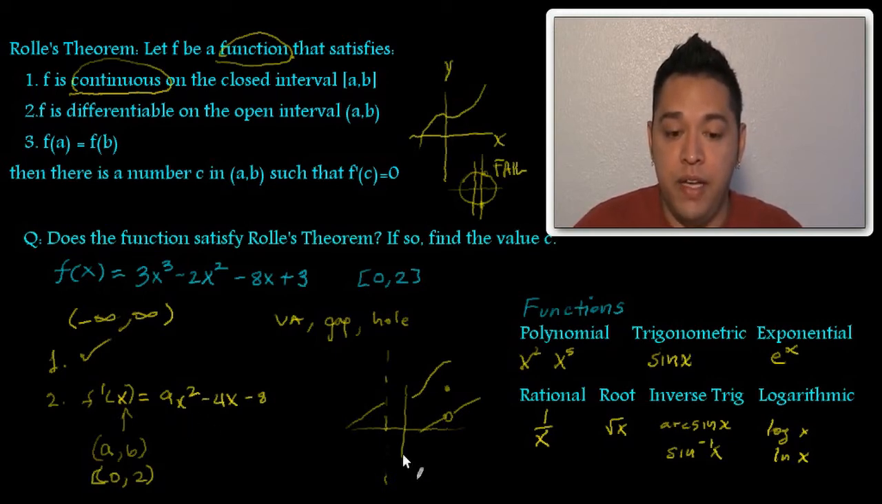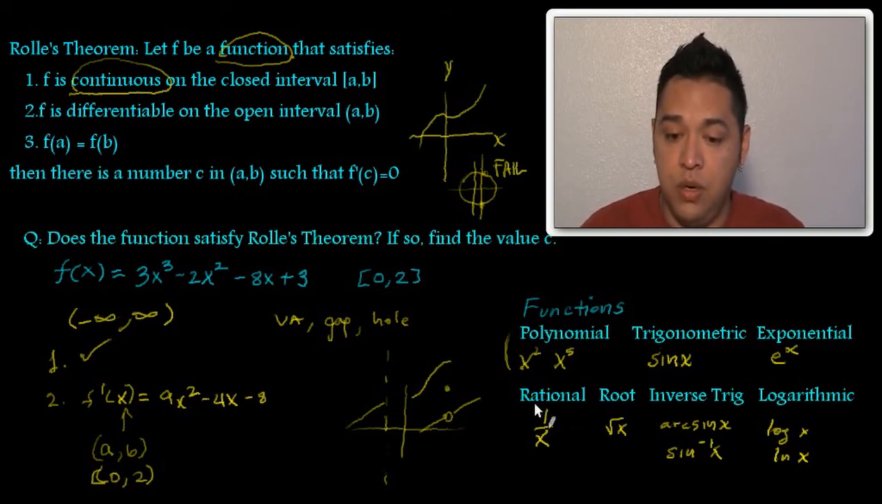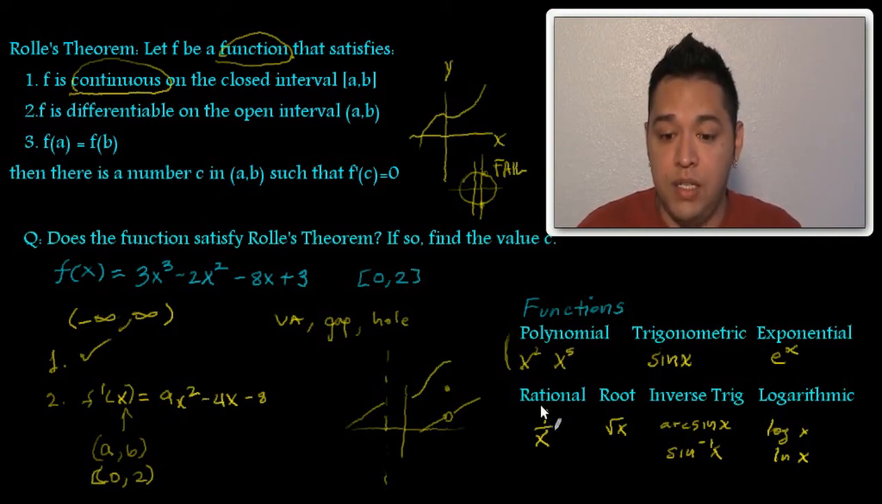We only get undefined when we have something like a rational equation. I can't divide by 0, so the operation division doesn't allow me to divide by 0. So these functions, the top 3 functions, polynomial, trigonometric, and exponential functions, have a domain that goes from negative infinity to positive infinity. And rational equations, well, if you remember, we can't divide by 0, so most of the time the domain is restricted for rational equations.